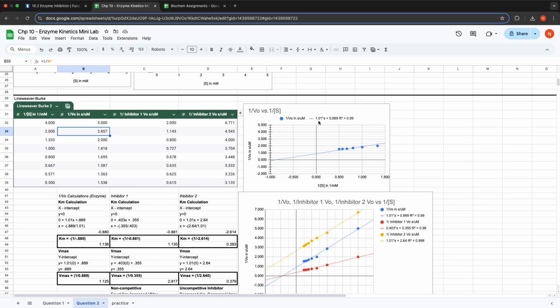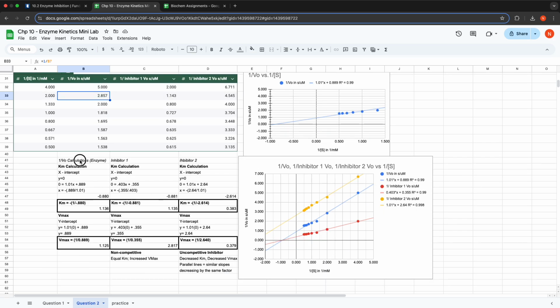Looking at the linear regression with that Lineweaver-Burk plot from this data, the linear regression here is 1.01x plus 0.889. Solving exactly the same as we did in question 1, we find our Km and our Vmax using the same formula. First finding the x-intercept, that x-intercept is negative 0.880, and then solving for Km using the negative reciprocal of the x-intercept, we find that Km is 1.136. Then again for Vmax, the y-intercept is 0.889, and doing 1 over 0.889 we find that the Vmax is 1.125.